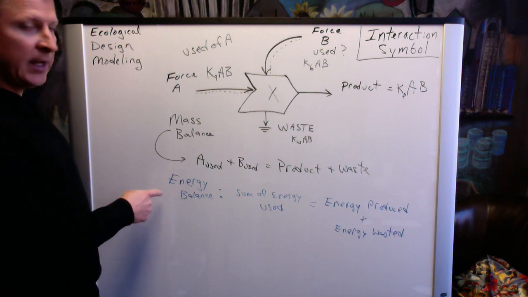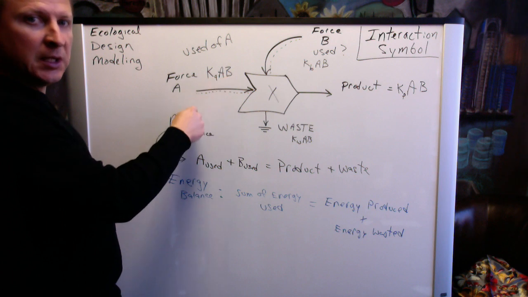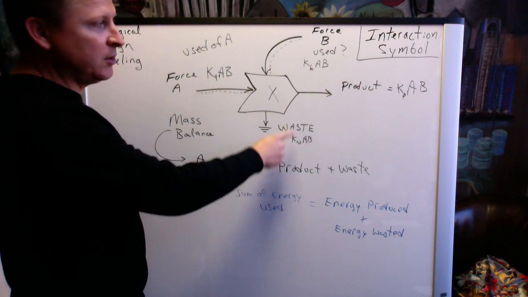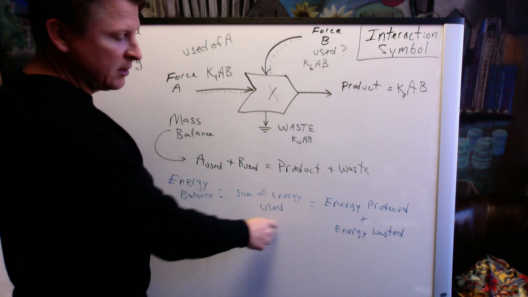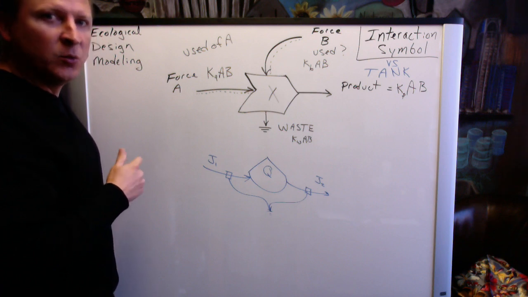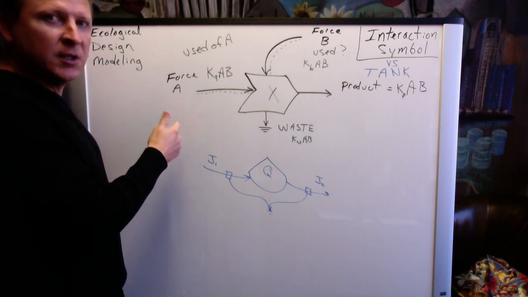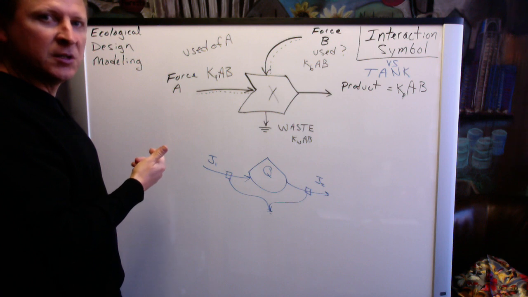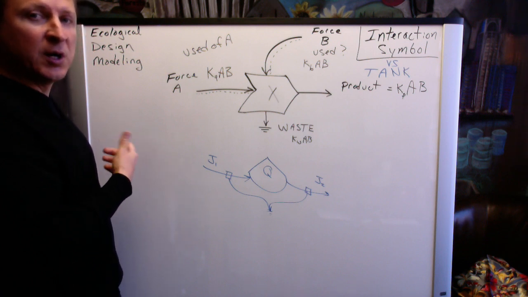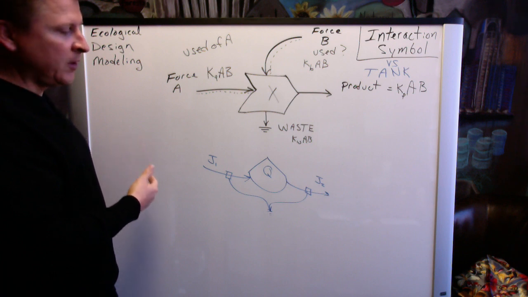Likewise, we need to have energy balance, so that the sum of the energy used from A and B has to equal the energy produced plus the energy wasted. So we should take a moment to contrast the interaction with the tank symbol. As I said, the interaction is smart. It's taking information, transforming it to create new products, sending information back to where it came from so that decisions can be made there as well, or material removed or added.